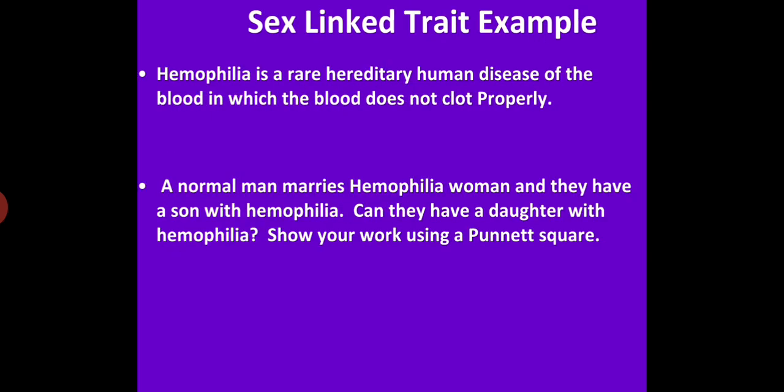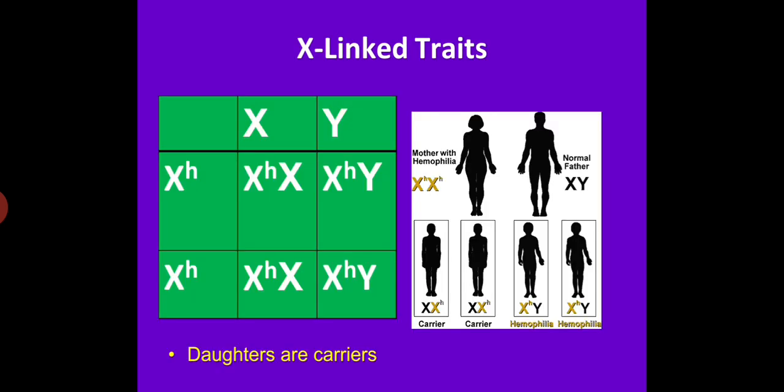Hemophilia is a rare hereditary human disease of the blood in which the blood does not clot properly. A normal man marries a hemophilia woman. They have a son with hemophilia. Can they have a daughter with hemophilia? Show your work using a Punnett square.